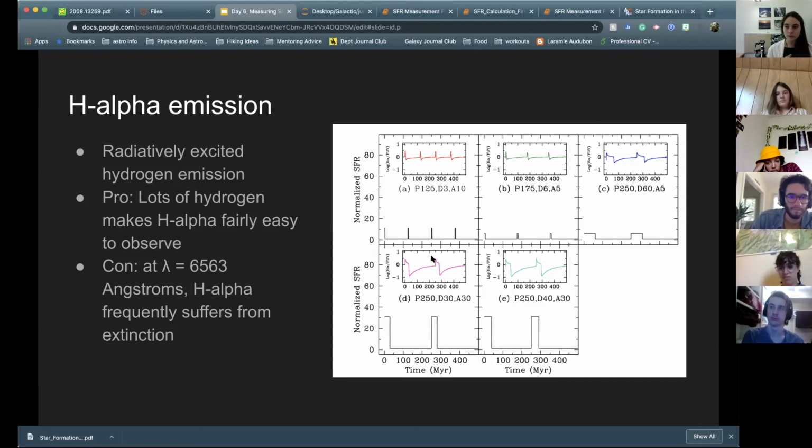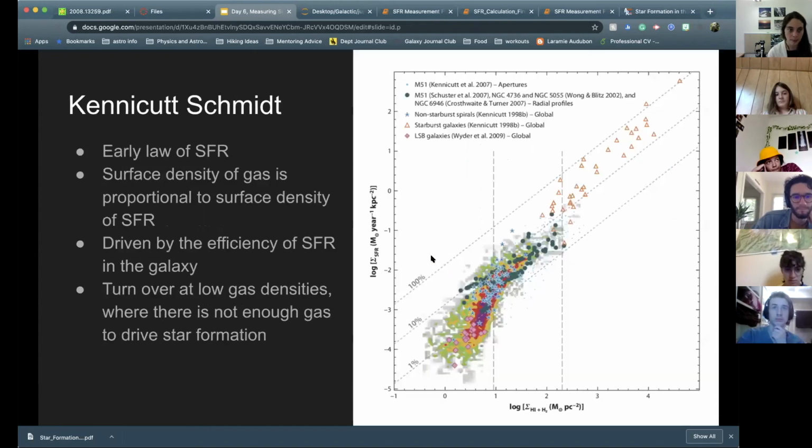The nice thing about H alpha, there's a lot of hydrogen, so it's a fairly bright line. It's pretty easy to observe. A lot of observatories have an H alpha filter. The con is that it's still an optical emission line, so it still gets blocked by dust. So it will still need to be corrected for dust extinction.